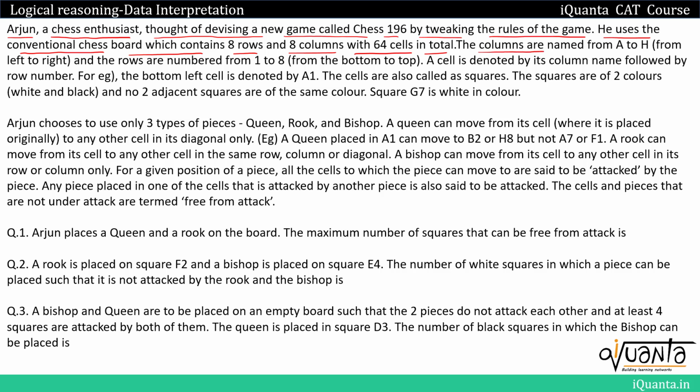The columns are named from A to H from left to right and the rows are numbered 1 to 8 from the bottom to top. A cell is denoted by its column name followed by row number. For example, the bottom left cell is denoted by A1. The cells are also called squares. The squares are of two colors, white and black, and no two adjacent squares are of the same color. Square G7 is white in color.